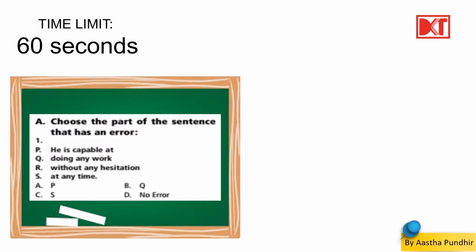Okay, next category of questions, choose the part of the sentence that has an error. He is capable at doing any work without any hesitation at any time. Okay. Correct answer in the part with the error is A. He is capable at. It should be he is capable of doing any work, right?